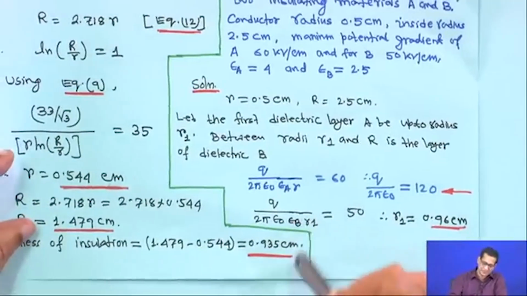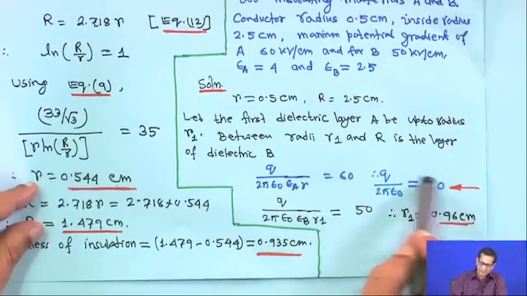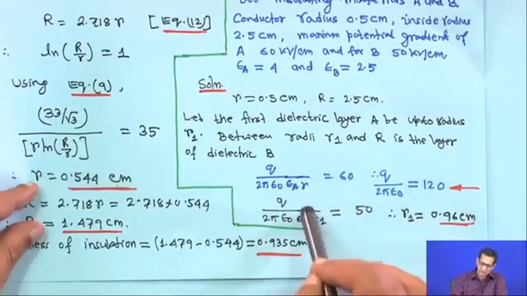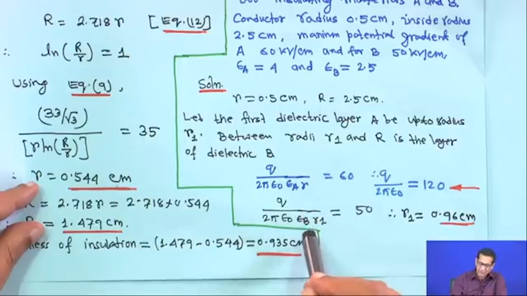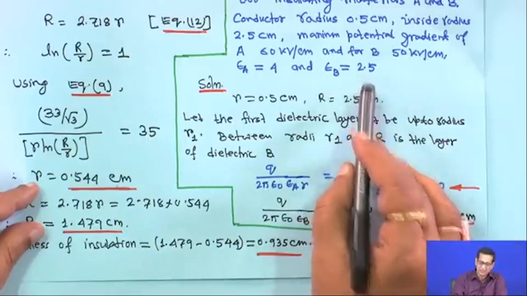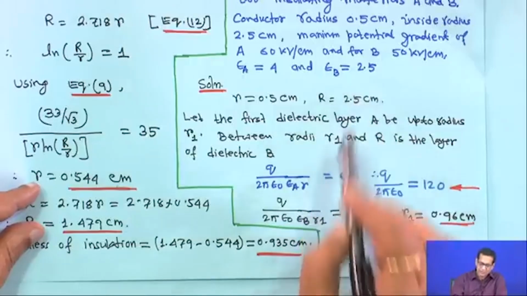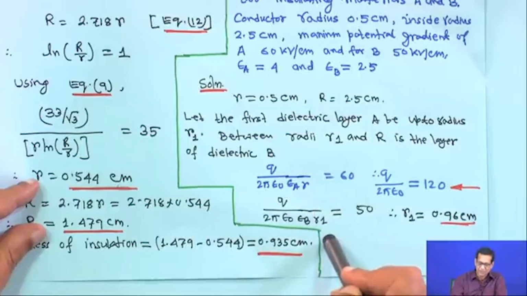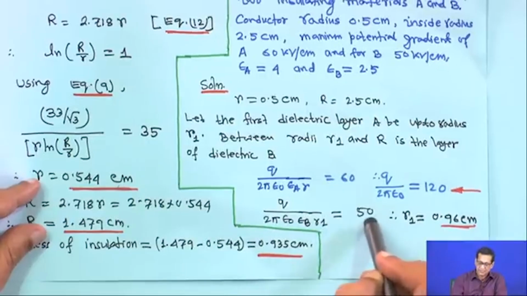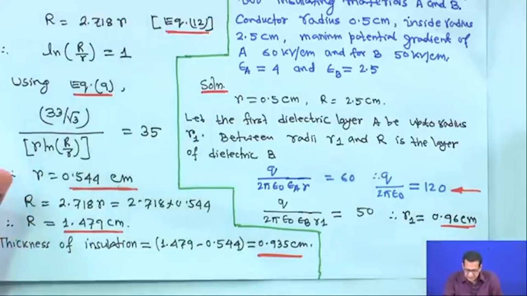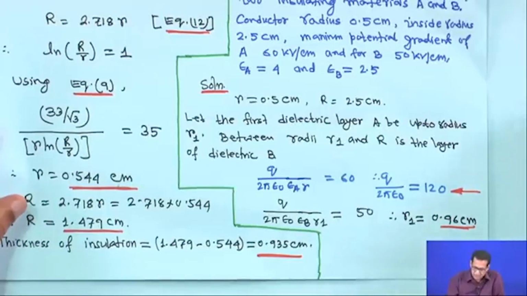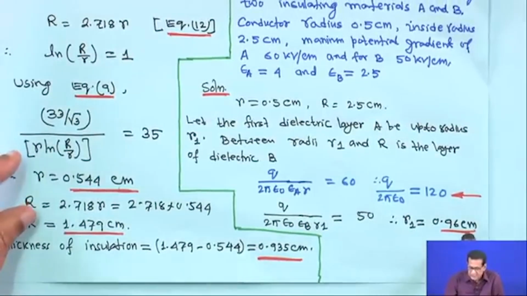This is a simple thing, which is why I did not write the steps, but I am telling you how to do it. This value substituted here, 120, actually becomes 120 upon epsilon B, which is 2.5. So it will be 120 upon 2.5, roughly 80 upon R1, which is equal to 50. This way you can get R1 is equal to 0.96 centimeter.